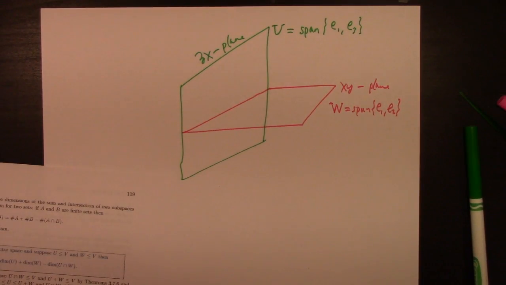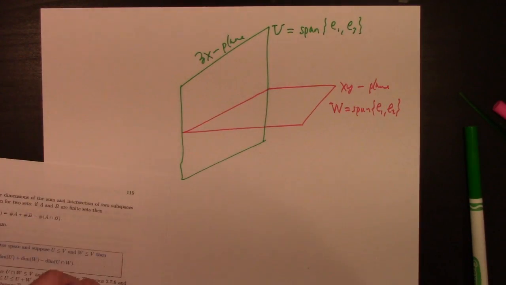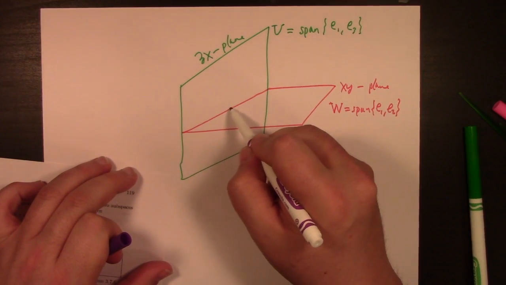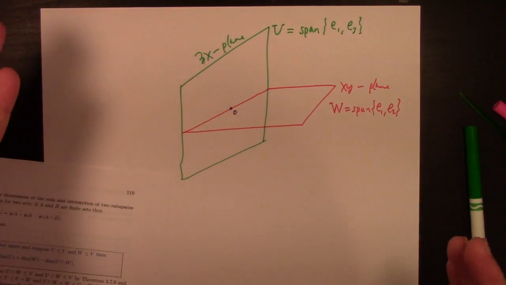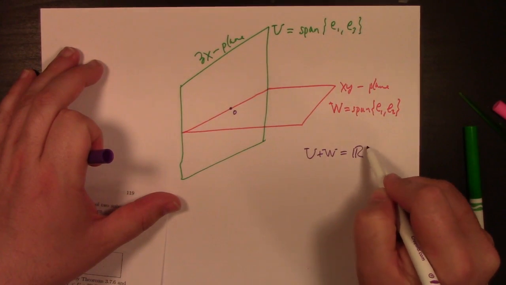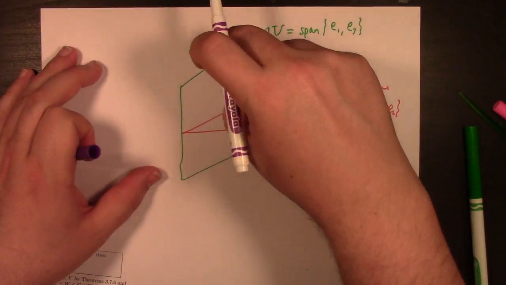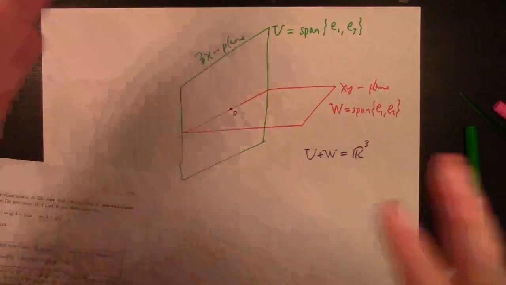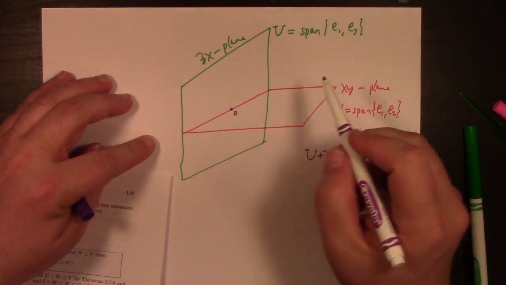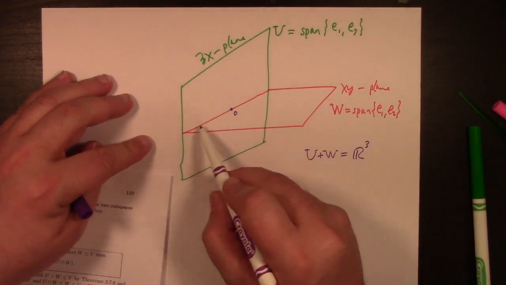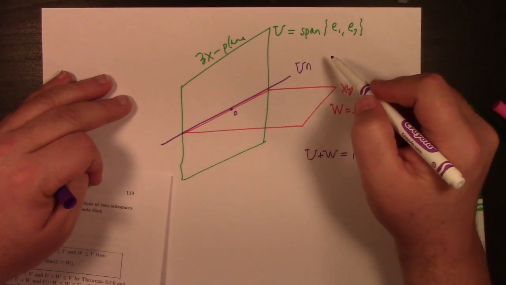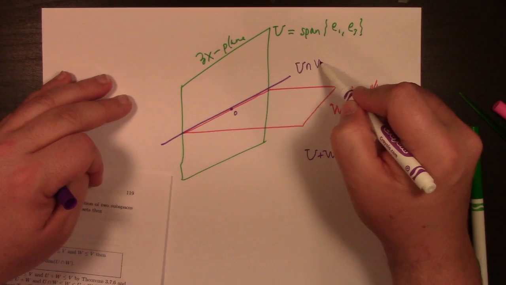Now U plus W is the set of linear combinations of vectors. So maybe here's the origin. U plus W is in fact all of R3, because if you take linear combinations of vectors in this space and vectors in that space, you can get everywhere, right? On the other hand, the intersection of U and W geometrically is just this guy, which is the x-axis in this case.